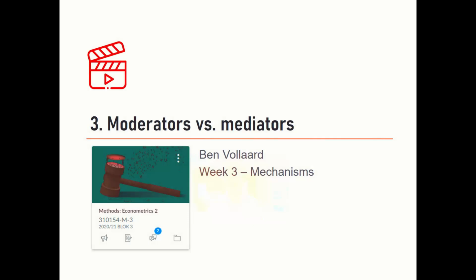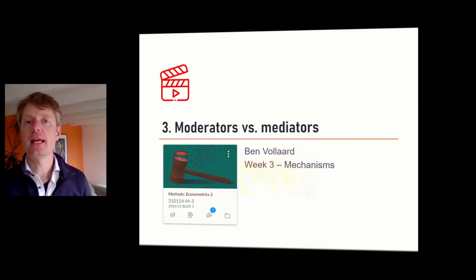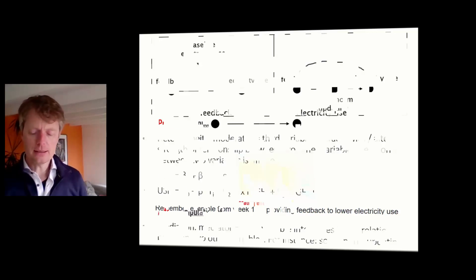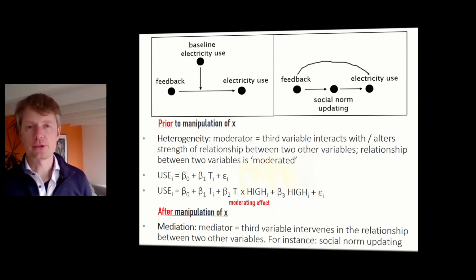Let me make a clear distinction between what we did in week 1 of the course, a moderation analysis or analysis of treatment heterogeneity, and what we do now, the analysis of mediators. Remember the example that we discussed in week 1 about providing feedback to households and its effect on their electricity use. Then in week 1 we looked at heterogeneity, and that always relates to pre-treatment characteristics of subjects in your study. In this particular example, we discussed baseline electricity use.